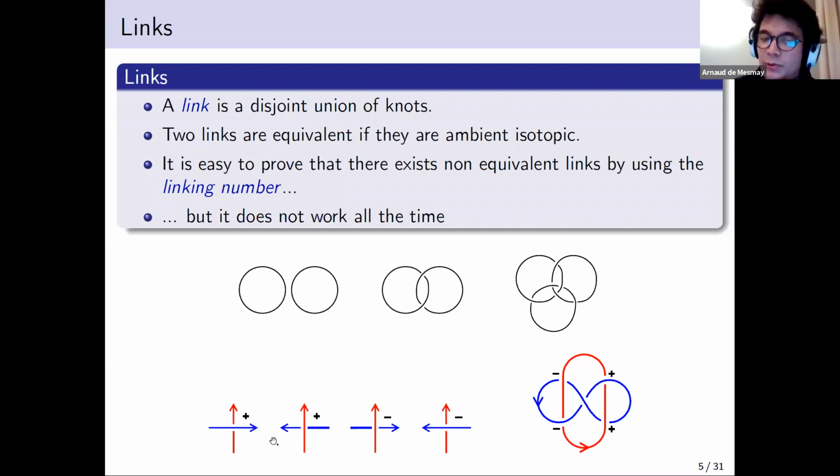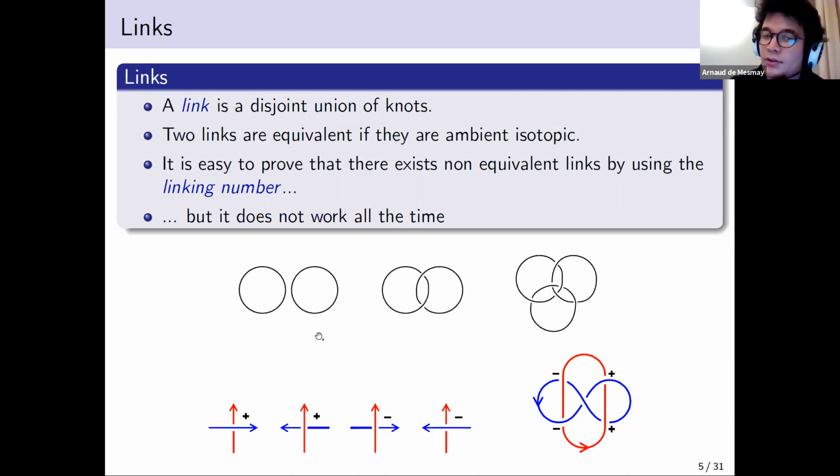So here it's only defined with respect to a diagram. But when you have two different diagrams of the same link, you will get the same value of the linking number. And so in particular, this tells you that whenever I give you a link where these linking numbers are non-zero, the link cannot be trivial. And here it's the case for the link in the middle. If you compute this linking number, you will see that the two components are linked. And so the middle link is not equivalent to the left one.